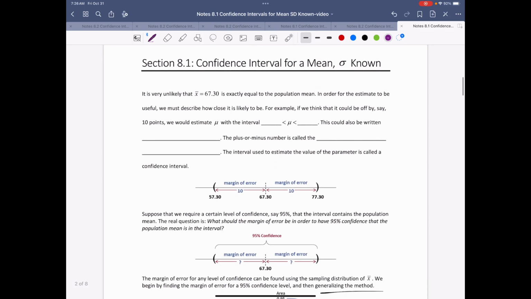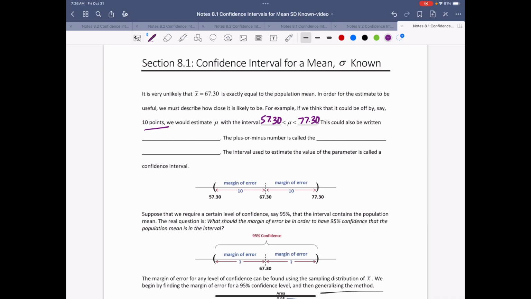All right, but now here's what's going to happen. It's very unlikely that X bar equals 67.3 is exactly equal to mu, what's going to happen next year. In order for the estimates to be useful, we must first describe how close it is likely to be. For example, if I think it could be off by, say, 10 points, we would estimate mu with the interval 67.30 minus 10 is 57.30, and 67.30 plus 10 is 77.30.